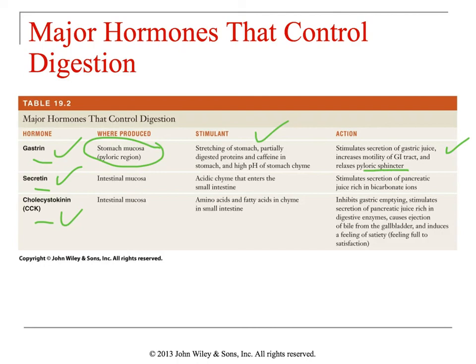Okay, secretin comes from the intestines. It's going to tell the pancreas to start releasing its secretions. Now cholecystokinin comes from the small intestines, and here's what it does. It stops the stomach from emptying, so it slows it down. It causes us to release pancreatic juice, release bile, and starts to tell you, oh yeah, I feel full, I'm good.